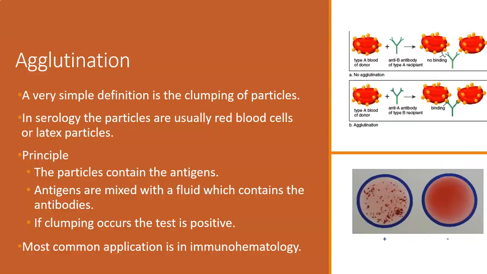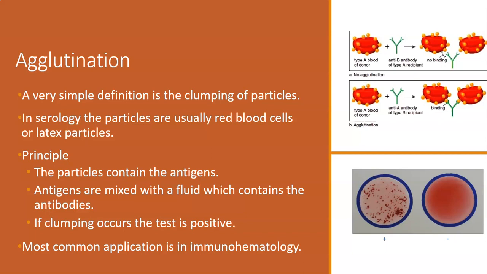A very simple definition of the next technique, called agglutination, is the clumping of particles. In serology, the particles are usually either red blood cells or latex particles which have been coated with something. So the principle: the particles contain the antigens. The antigens are mixed with a fluid which contains the antibodies. And if clumping occurs, the test is positive. The most common application is in immunohematology, also known as blood bank.